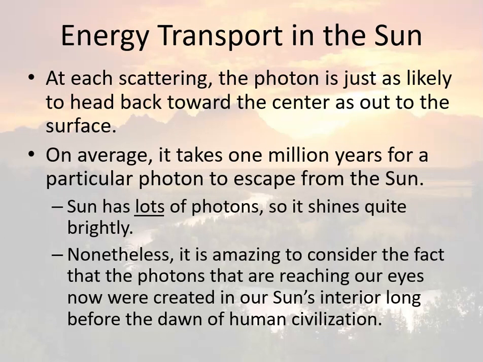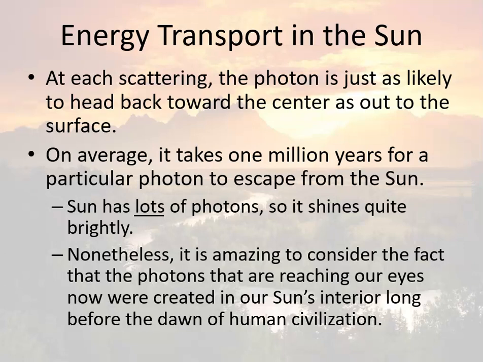Now, it turns out that it takes a long time for a particular photon to escape to our sun's surface due to all of these interactions with the radiation. In fact, for a typical photon, it takes about 1 million years. Now, of course, our sun has lots and lots of photons that it's generating by the processes of this nuclear fusion, so that's why it generates a lot of energy, and it shines very, very brightly.